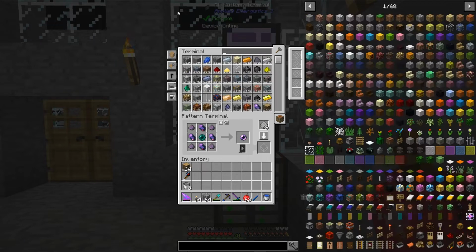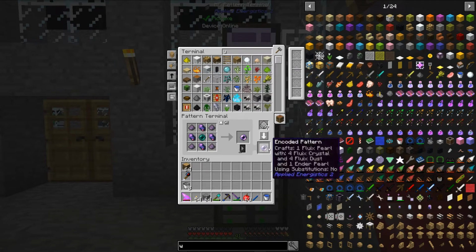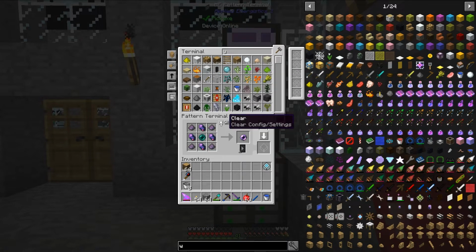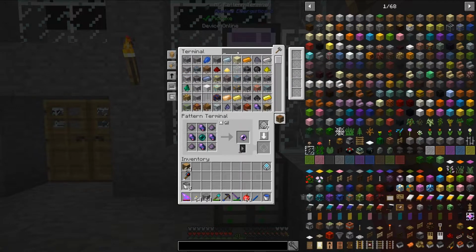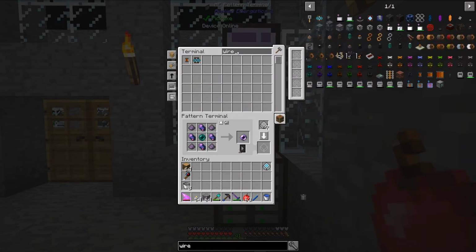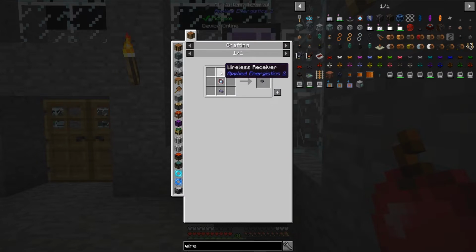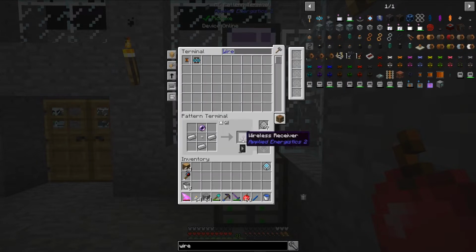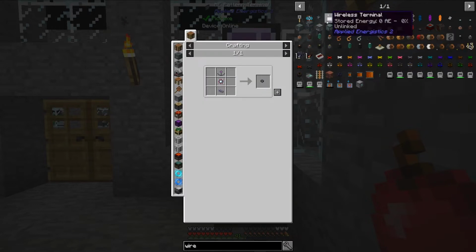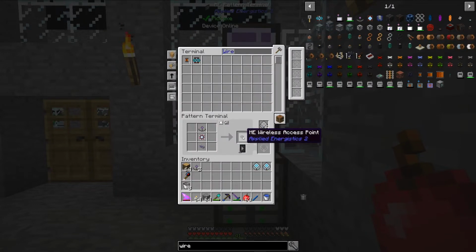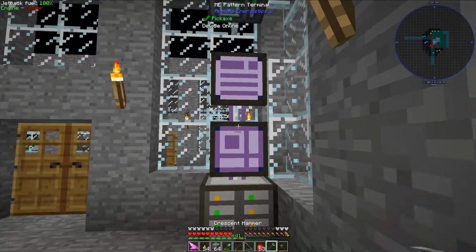So let's get back to the wireless access point. And actually, I do want to store that as a pattern. And so the first thing we need is, let's grab 2 of these. Let's also set that pattern. And then let's make this. This is the easy part of this, and we will also automate that.